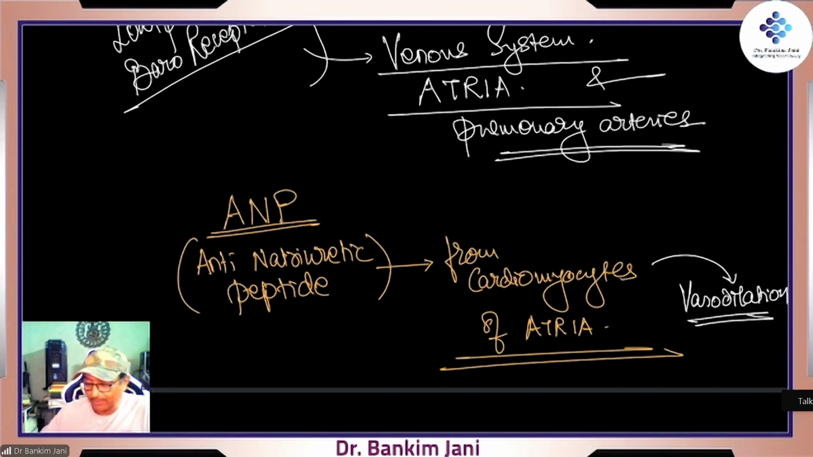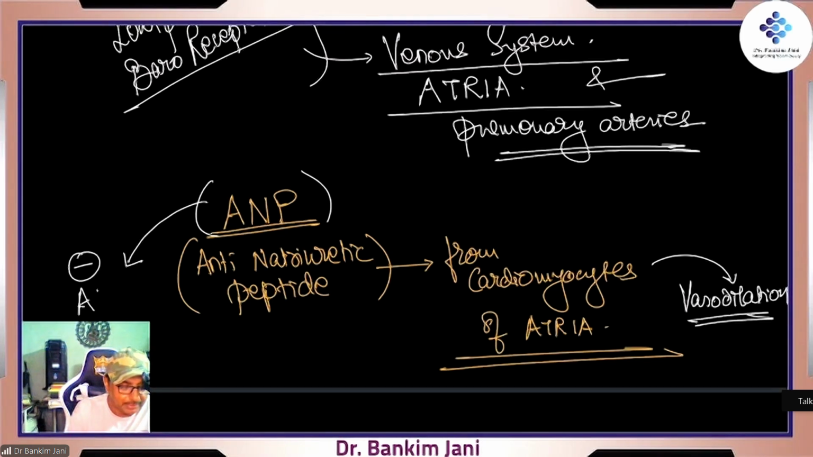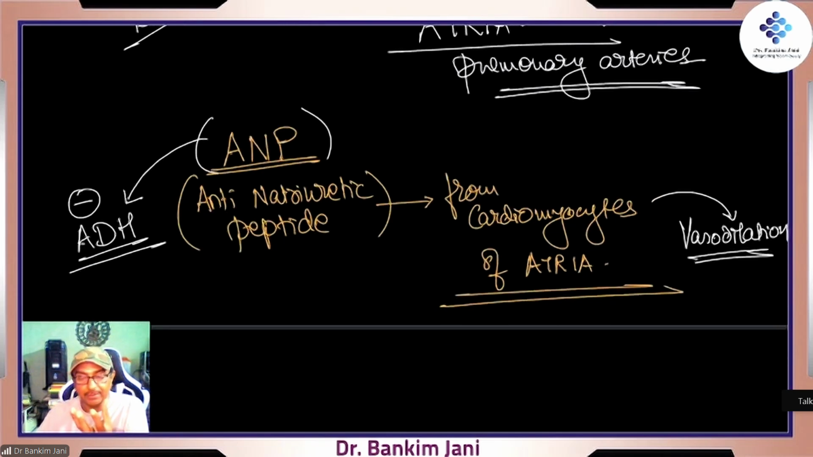So there is a control over there also. Another special thing about the ANP is that if it is released, it will go all the way to the brain. And in the brain, it will inhibit ADH, antidiuretic hormone, that is vasopressin, because its function was vasopressin, right? So that is stopped. So this is ANP. Good to know that it will lead to vasodilation.